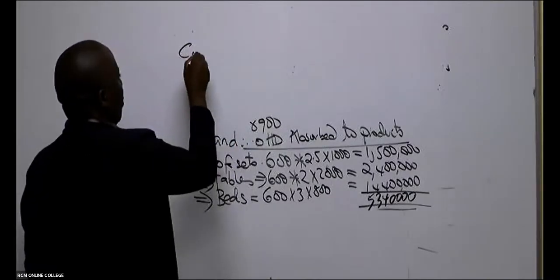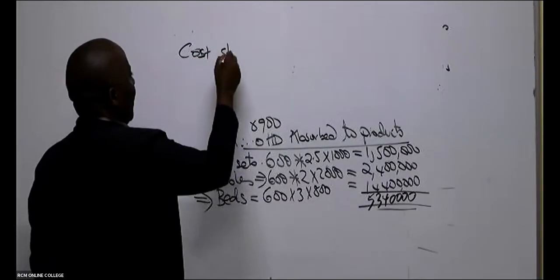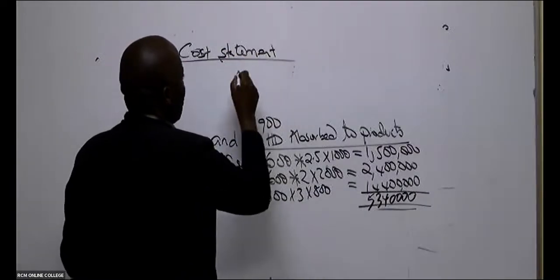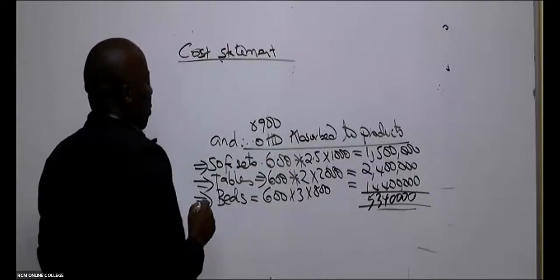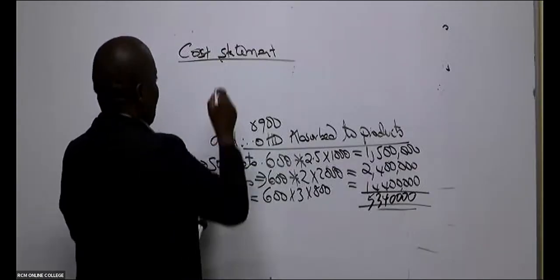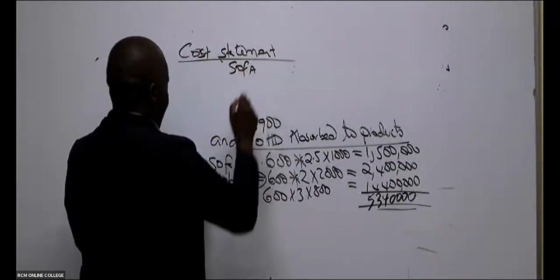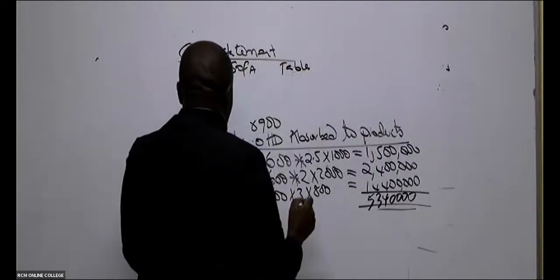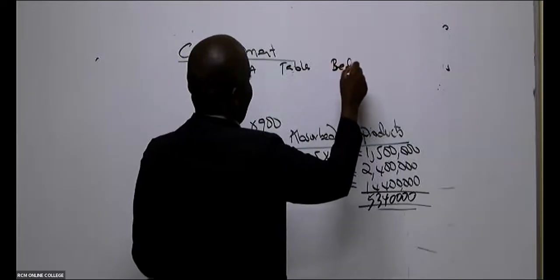So give us what we call cost statement. I told you yesterday, ladies and gentlemen, we have 3 products here. We have sofa sets. We have tables, and then lastly, we have the beds.